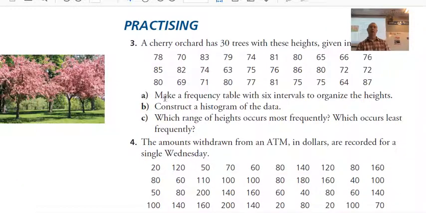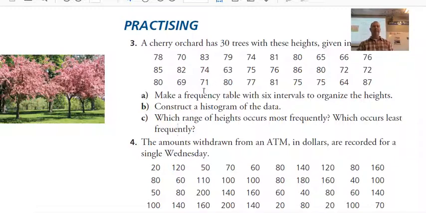Number 3 says, and this is what I want you to start with, a cherry orchard has 30 trees with these heights given in inches. Make a frequency table, that tally chart table, with 6 intervals to organize the heights. Then construct a histogram of the data, so that's now a bar graph from there. And the third question here is which range of heights occur most frequently. I'll let you answer those.